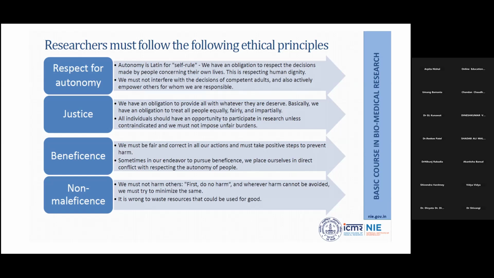Then comes beneficence. Beneficence means do good for others. So we must be fair and take positive steps to prevent any harm, and pursue beneficence. Whatever we do in our study must be for the benefit of the patients and not for any harm. Then comes non-maleficence. Its literal meaning is do no harm. So we must not harm others, and suppose we are doing a study and there are some minimal side effects also, we must try to minimize them or take care of those side effects using our healthcare workup, so that we do not do any harm to the research participants. So these are the four principles of ethics.